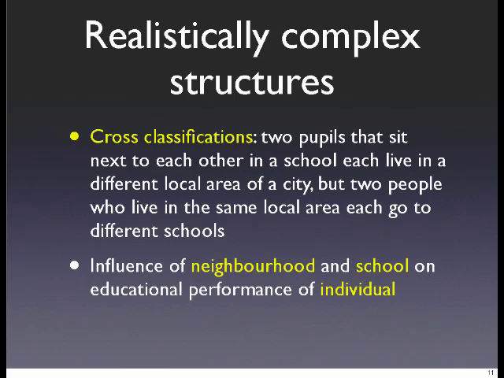And so substantively, the influence of the neighbourhood and the school on the educational performance of the individual. So we've got these two levels that would overlap, and then another level of the individual. But this is real life. This is realistically complex. We're not making it complicated because we want to. It's reflecting what happens in real life with the method. So this becomes a very powerful substantive quantitative methods tool.